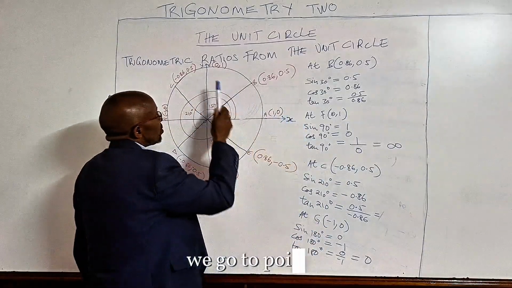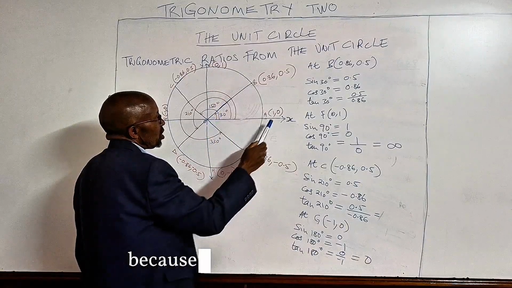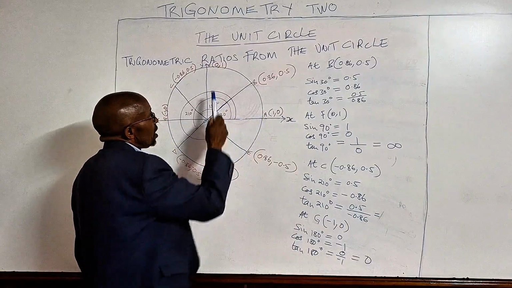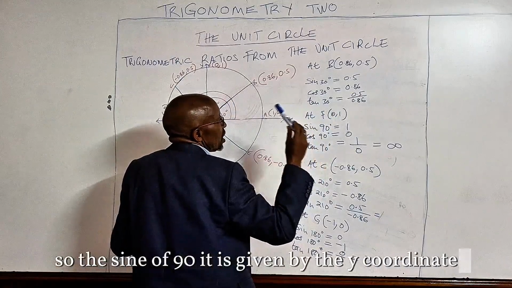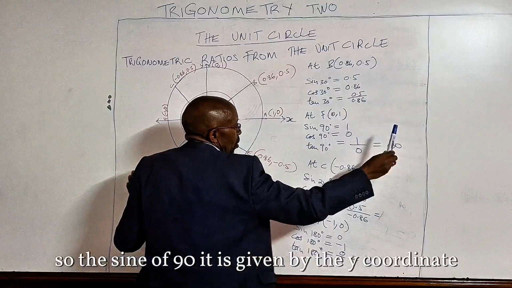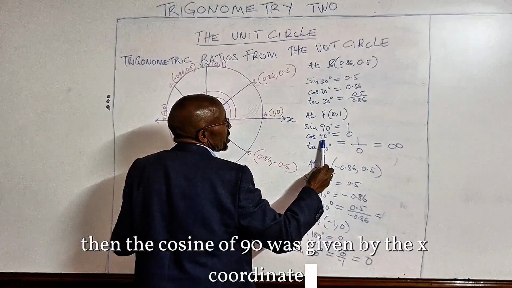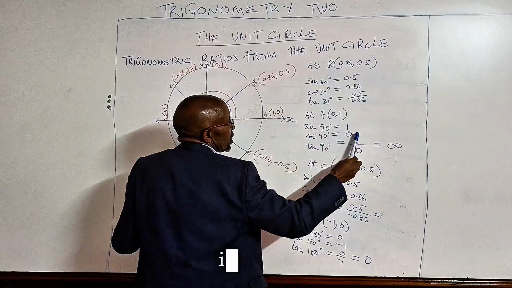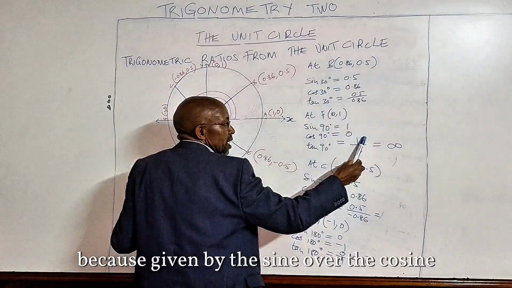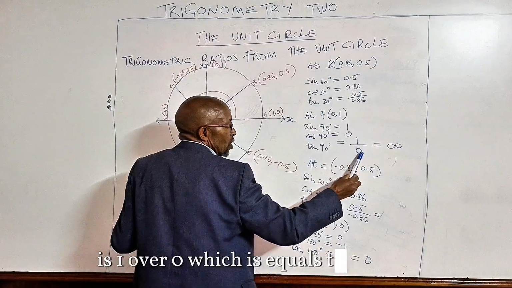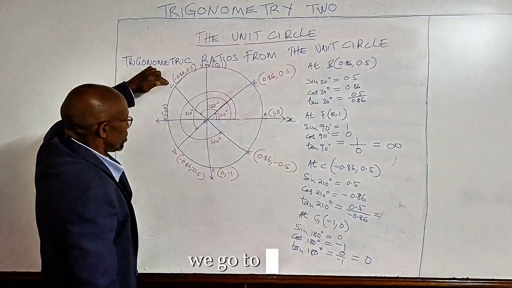We go to point F. At point F, the angle is 90 degrees because AOF is 90 degrees. The coordinates are 0, 1. So the sine of 90, which is given by the y coordinate, is positive 1. The cosine of 90 is given by the x coordinate, which is 0. The tangent of 90 is given by the sine over the cosine, which is 1 over 0, which is equal to infinity.